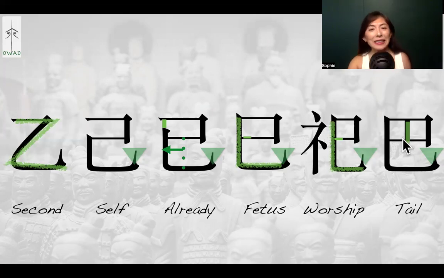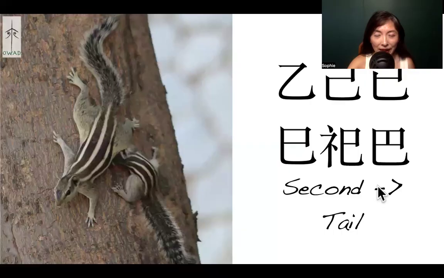And then this is a snake, full body, ferocious, elephant swallowing snake imagery. And here, yi means a second, and then ba is tail. This whole thing from second to tail, and second tail. All right?